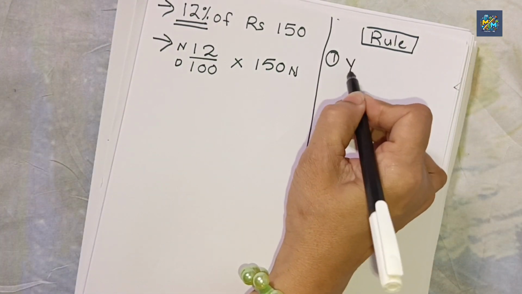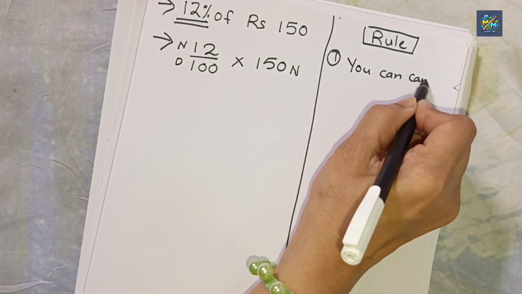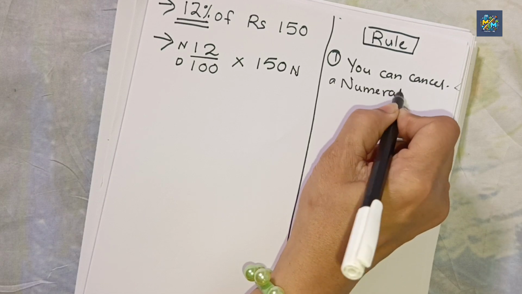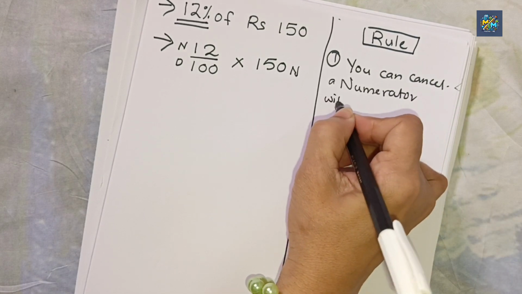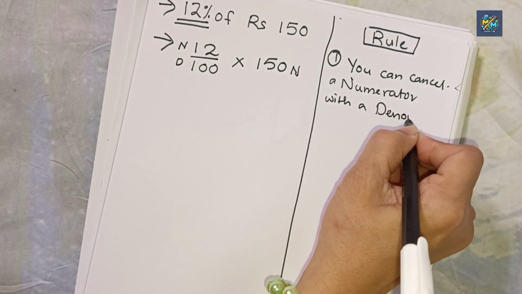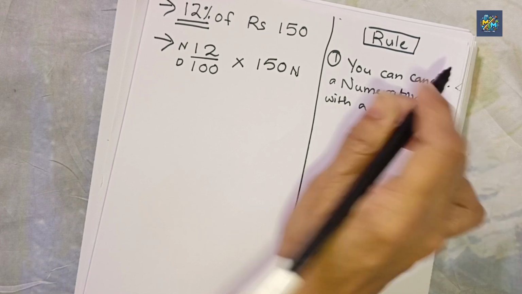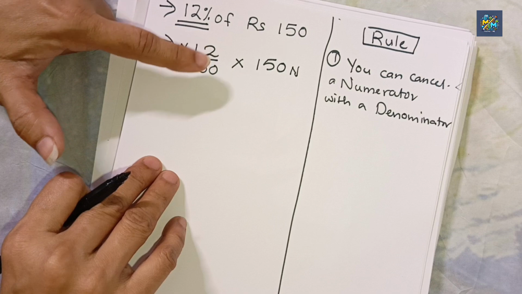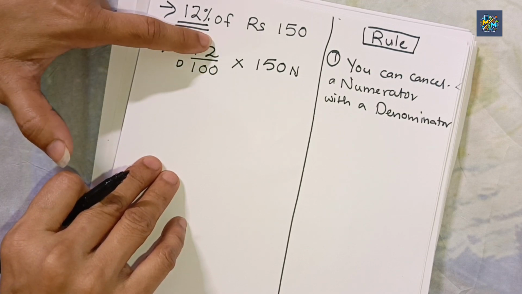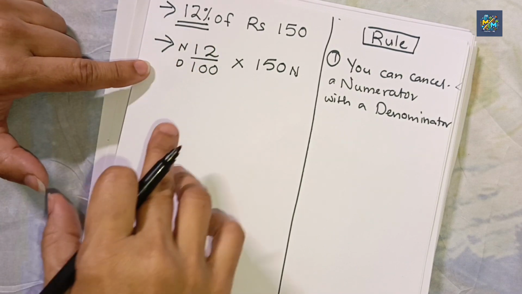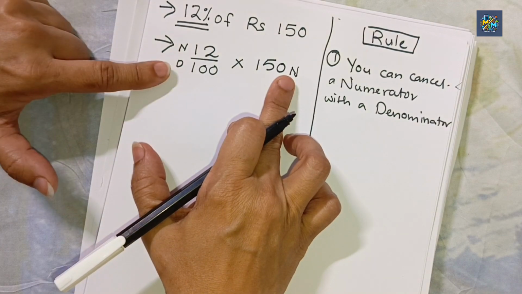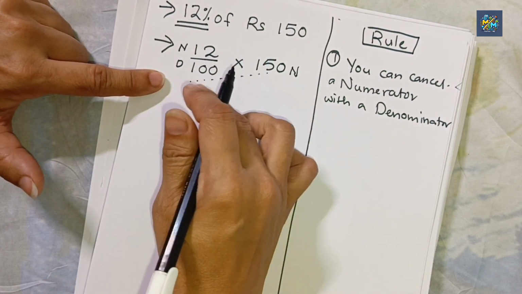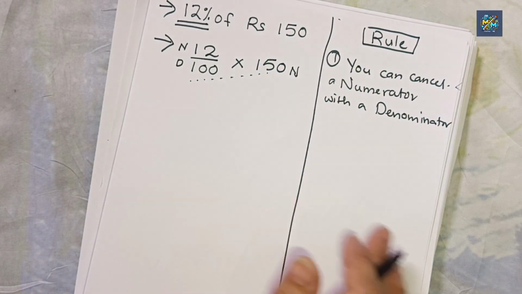So you can cancel, keep this in your mind, a numerator with a denominator. So let's check it over here. This is a numerator and this is a denominator. So I can do the cancellation up and down, or even this is a numerator and this is a denominator, so I can cancel this and this. Cancel means what? I'll explain you.